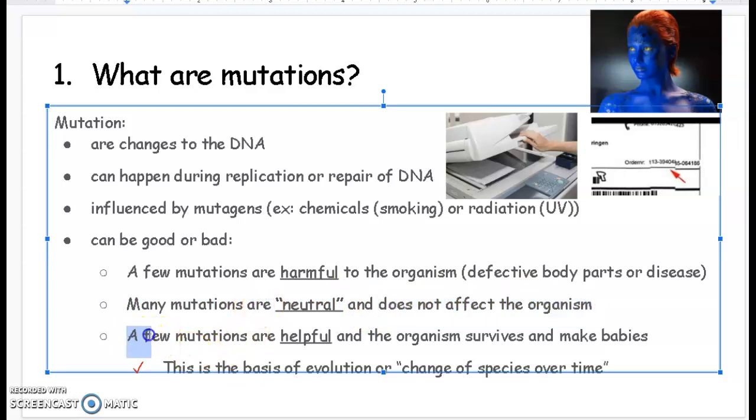And then there's the few that are actually helpful. So maybe I was born with wings. I can fly. Great. It will help the organism survive. And so now this organism that survives will make babies and pass on that mutation. If it's a good one, congratulations. Generations later, they will all have it. And the way you can think about this is actually the basis of evolution. Change of species over time. If this mutation is helpful, then congratulations, you survive, you make babies, and future generations will have it.